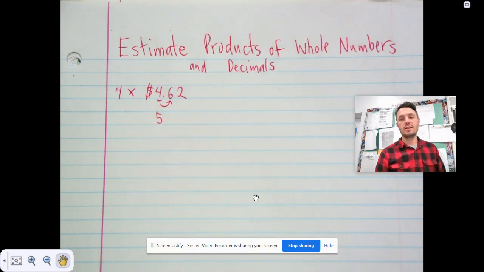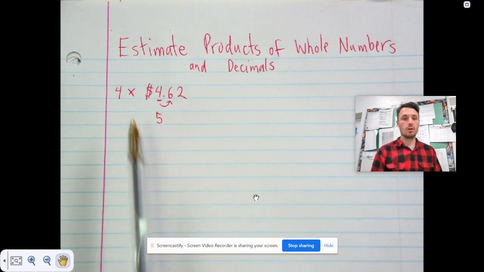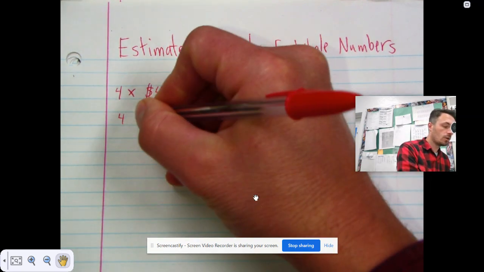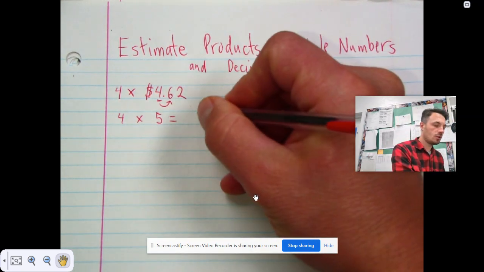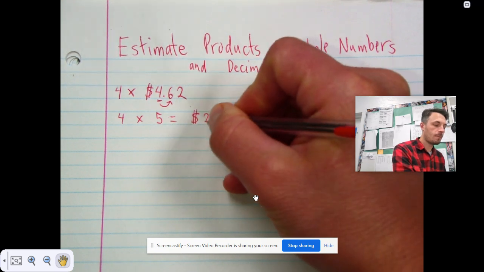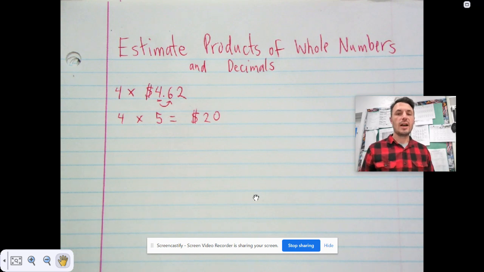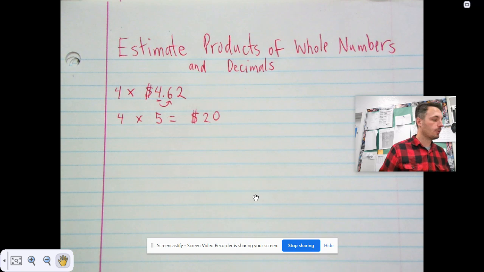So 4 and 62 hundredths, or $4.62, rounded to the nearest ones place, to the nearest whole number, or in money terms, rounded to the nearest dollar, is $5. So now it's 4 times 5, and if you know your times tables, you know 4 times 5 equals 20. So $4.62 times 4 is about 20. Not exactly 20, but it's about 20.